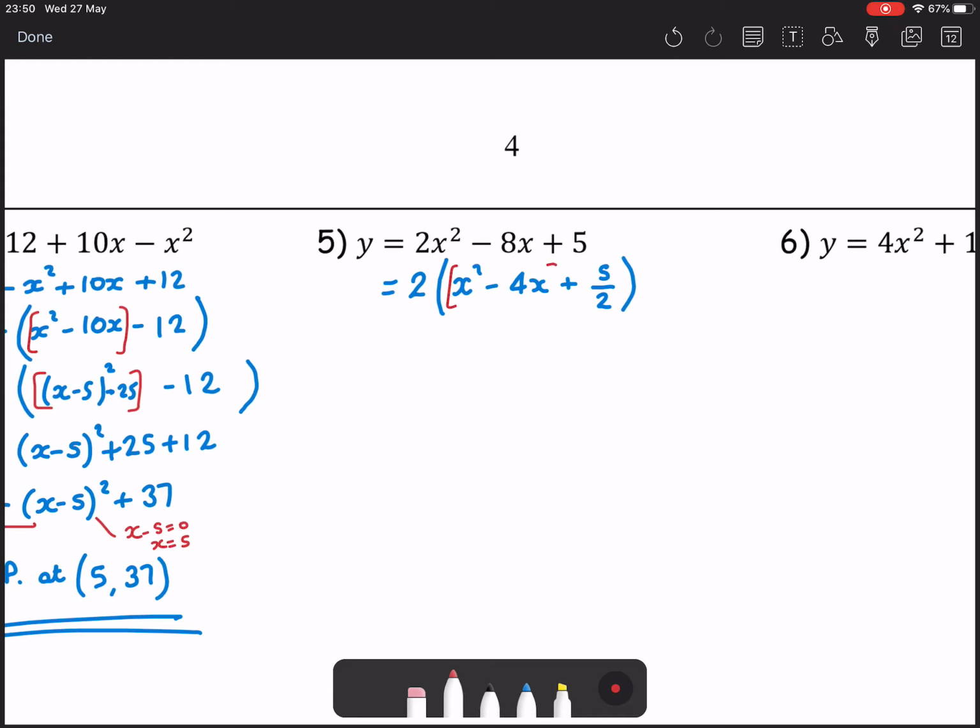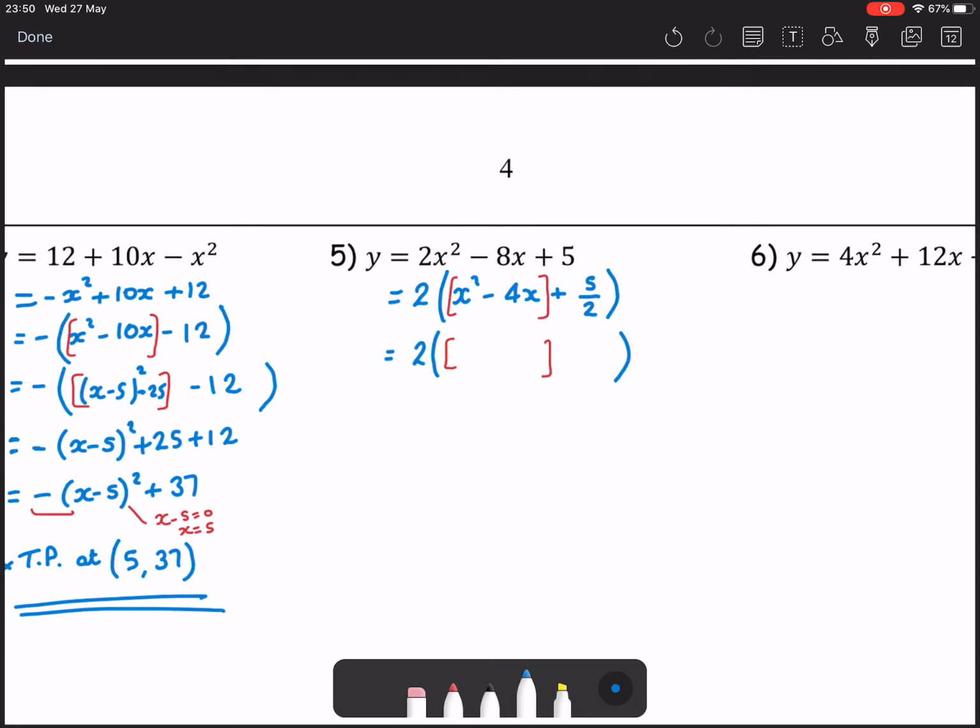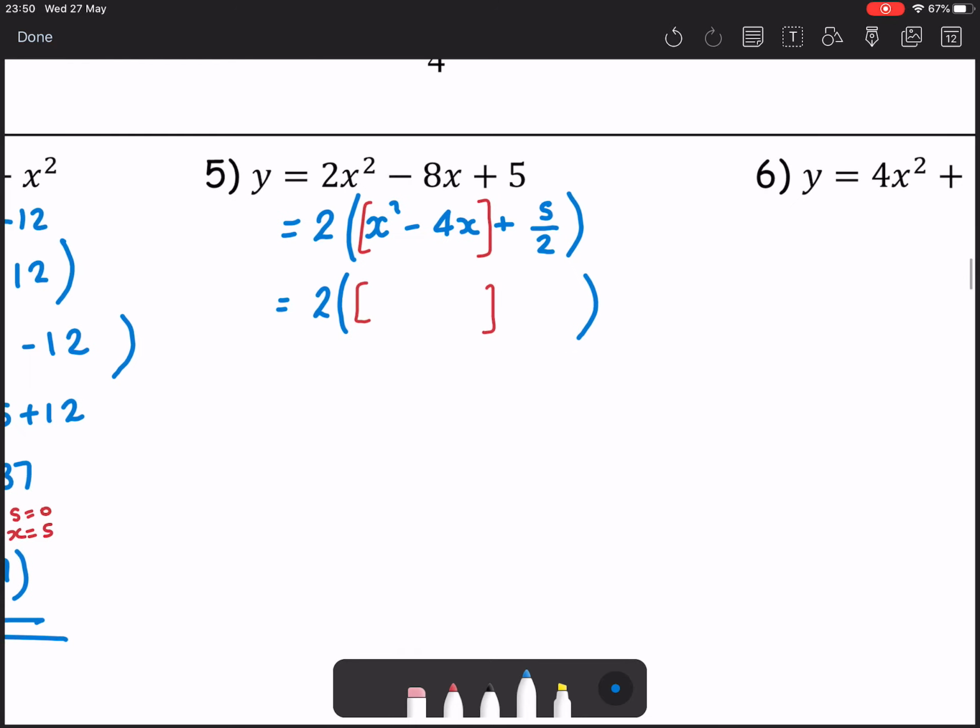So once again, there's my square brackets. So once again, I'm going to replicate that in the next line. As I said, that 5 over 2 is not going to get touched. So, rewriting x squared minus 4x in a completed square form.